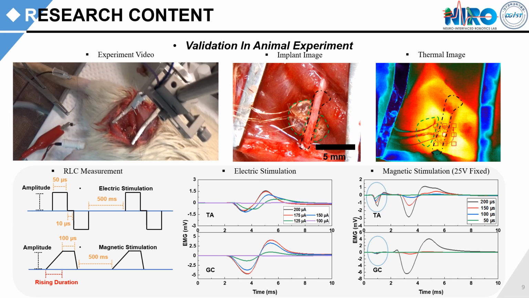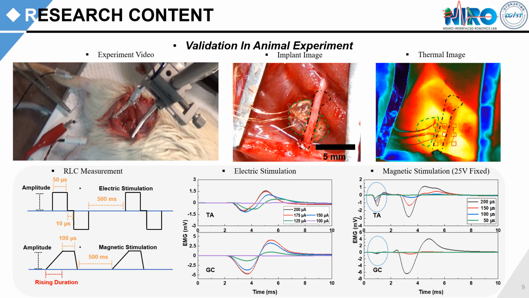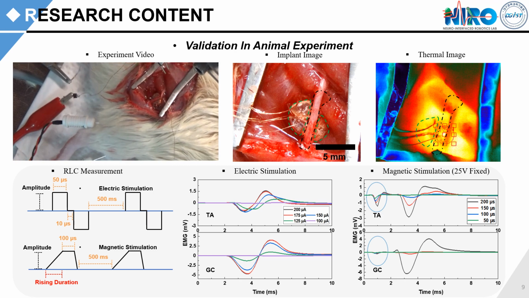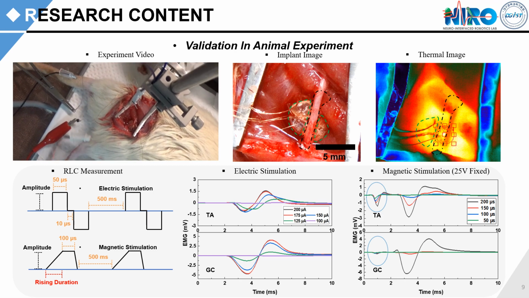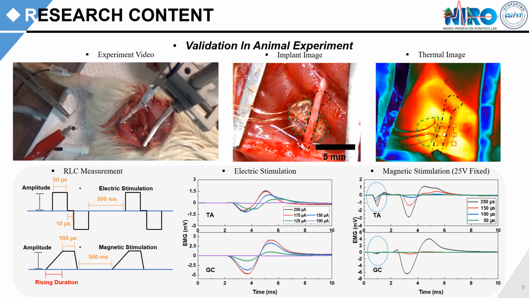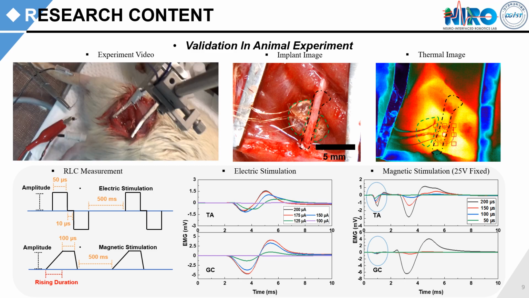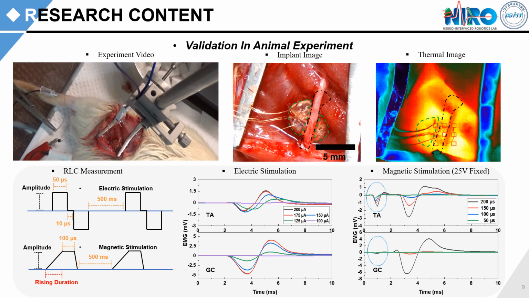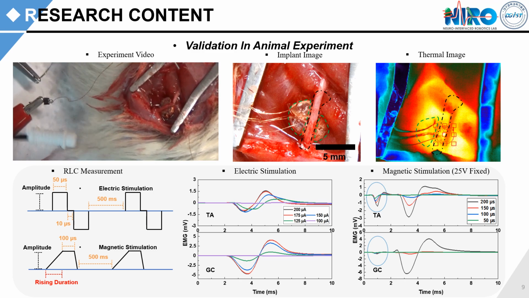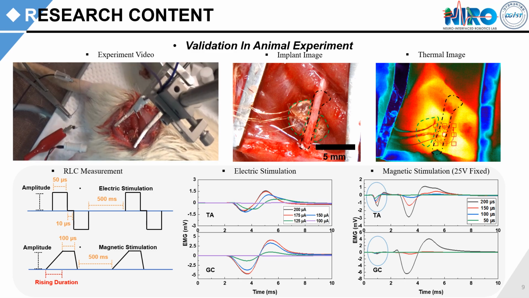Muscle signals were observed in TA and GC. In the case of magnetic stimulation, a stimulus artifact was observed in all cases, as shown in the blue circle. The core interface was small enough to be placed on the sciatic nerve, and the same maximum muscle signal saturation could be observed when compared to the electrical stimulation.